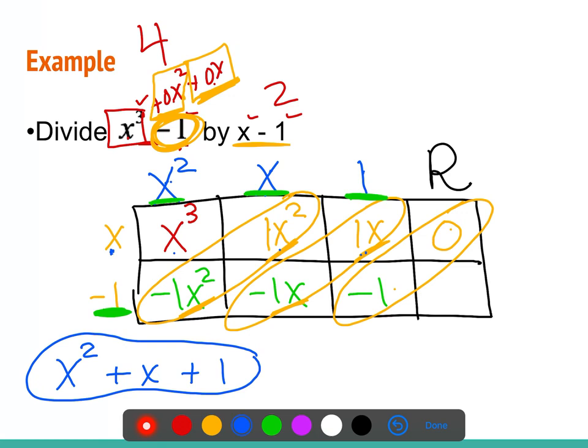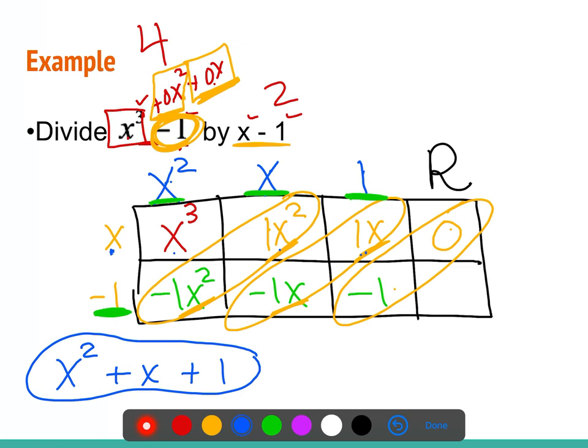So I'm going to write my quotient, which is x squared plus x plus 1. And since my remainder is 0, I don't have to put him over the divisor. There's my answer.